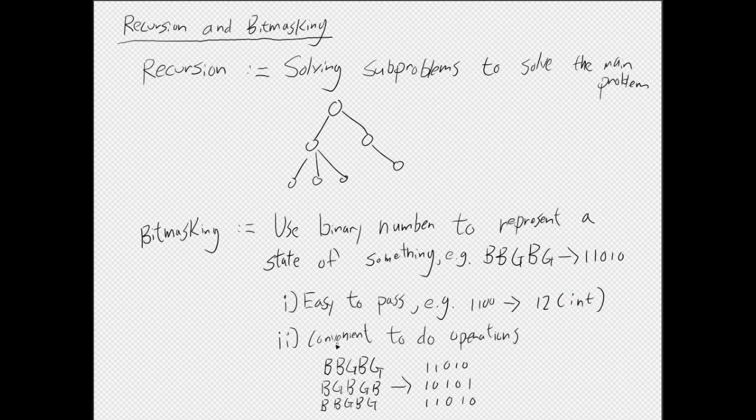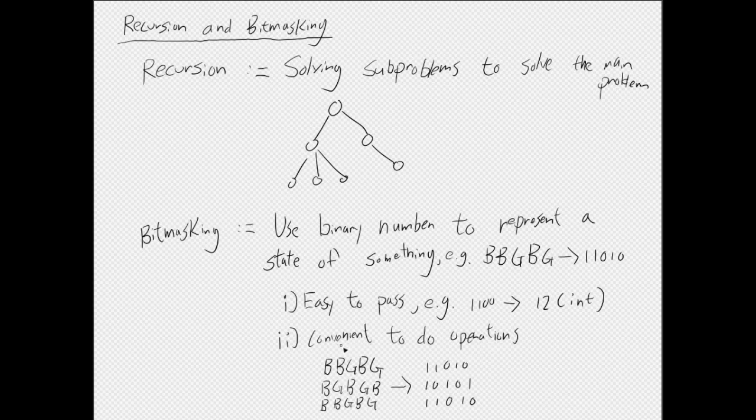The second reason is that it's easy to do operations. For example, XOR or OR or AND have built-in support, and it is very, very fast to do these operations instead of just writing code for them. Of course, you can do an AND operation or XOR operation on a string, but it is not as efficient as using the binary operator here, because they are heavily optimized by the programming language. So let's take a look at what we can do with those binary operators.